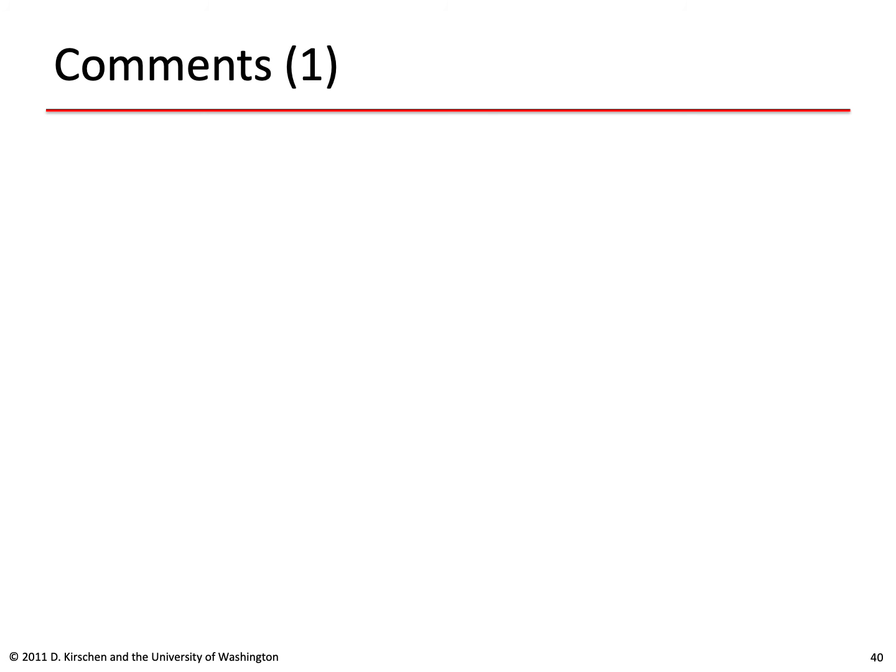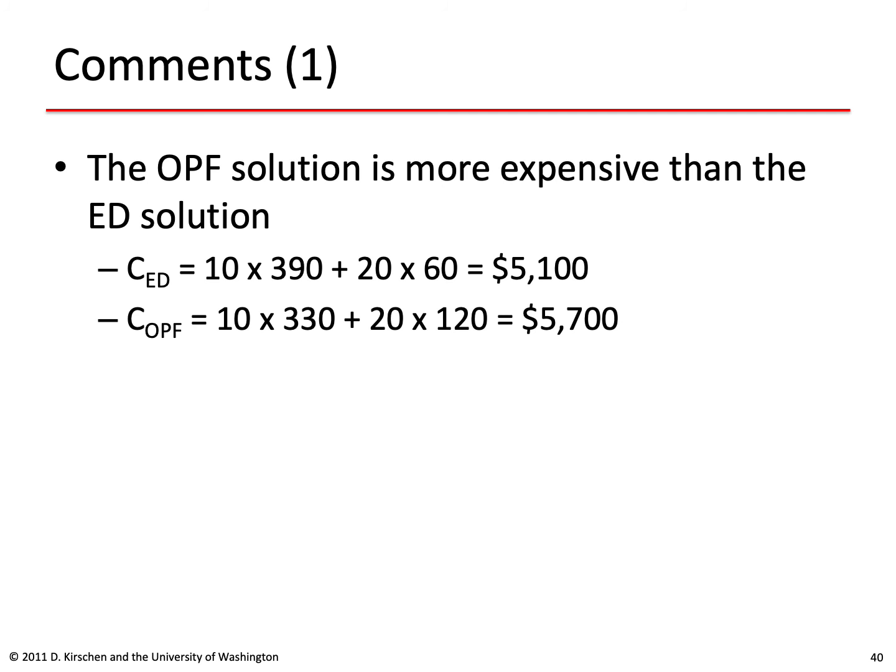Let's discuss this OPF solution. The first thing to observe is that the OPF solution is more expensive than the original economic dispatch solution. In the economic dispatch solution, we are producing 390 megawatts with generator A, which has a marginal cost of 10, and 60 megawatts with generator B, which has a marginal cost of 20, for a total of $5,100.